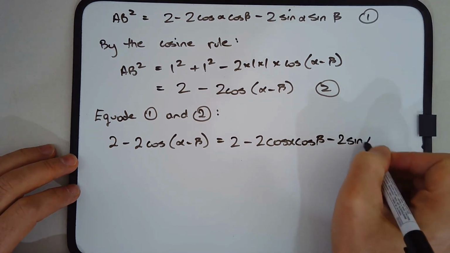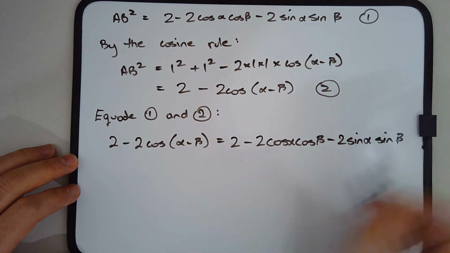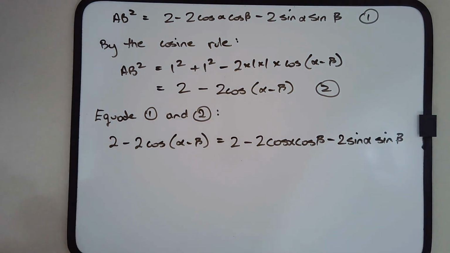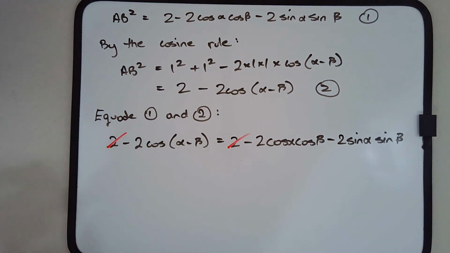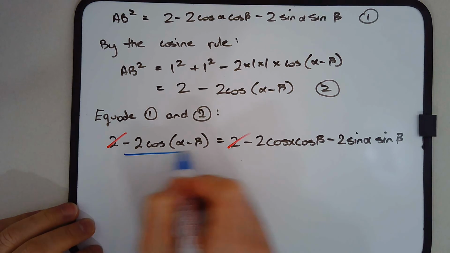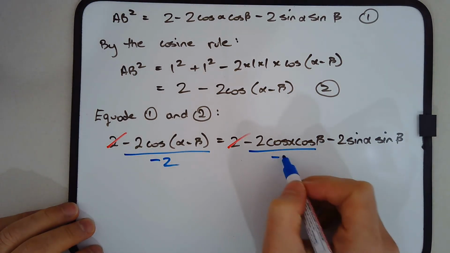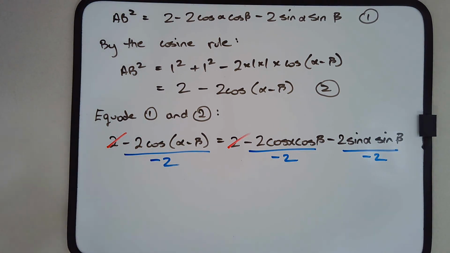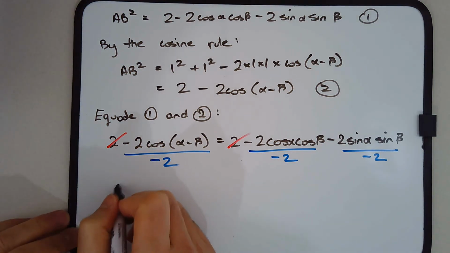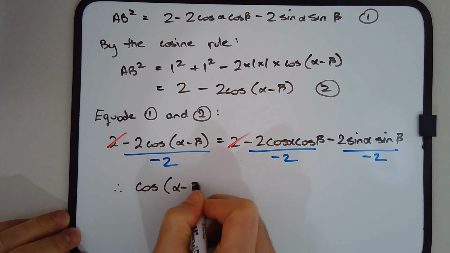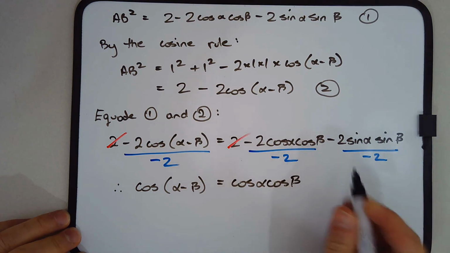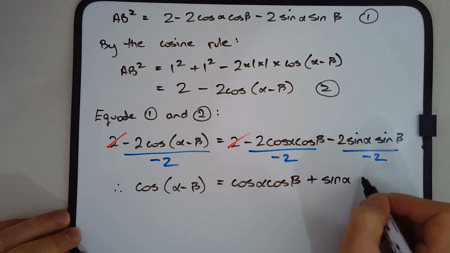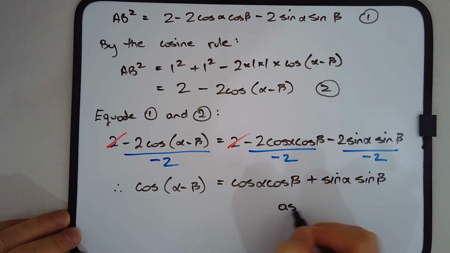Minus 2 sine alpha sine beta. Now we can subtract 2 from both sides, so that's nice and convenient. So that disappears. And we can also divide everything by -2. So that's also nice. If we divide all terms by -2, what do we end up with? We end up with cos of alpha minus beta is equal to cos of alpha cos of beta plus sine of alpha sine of beta, as required.